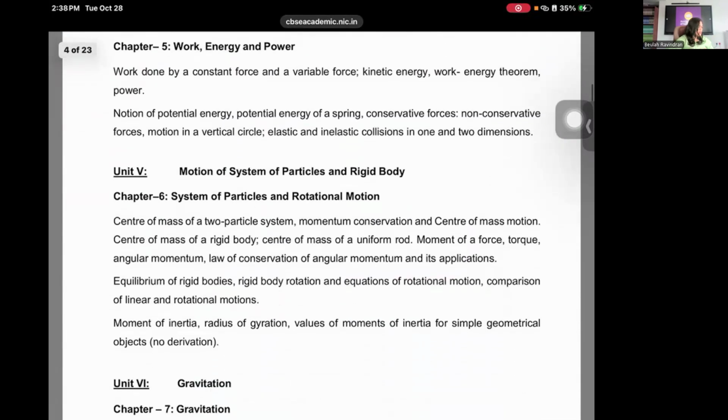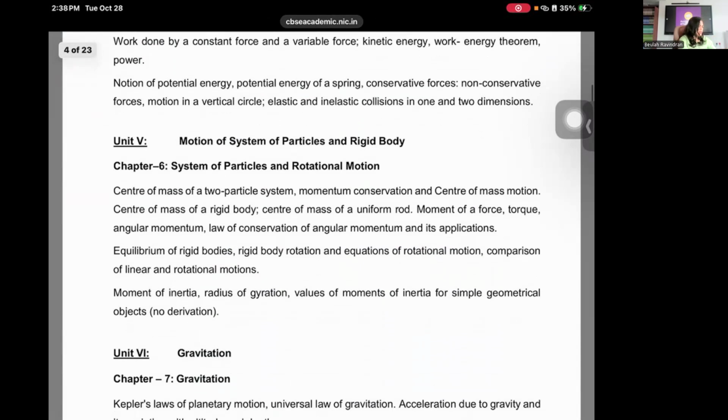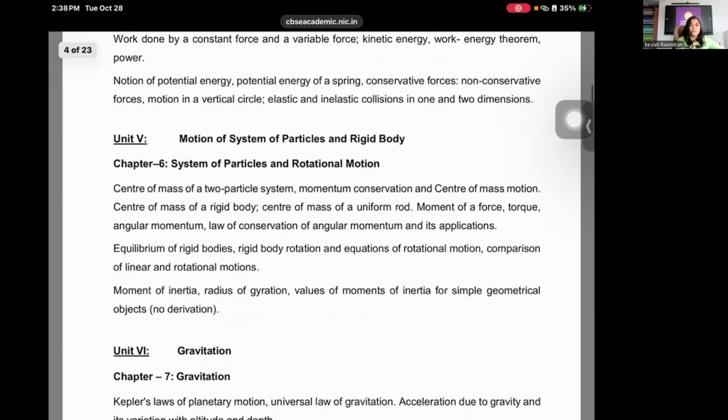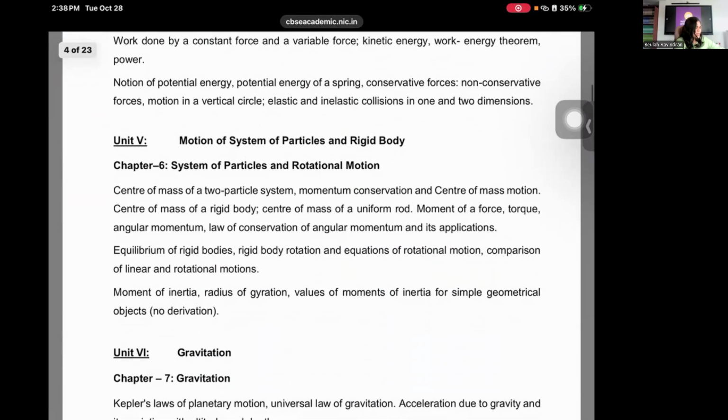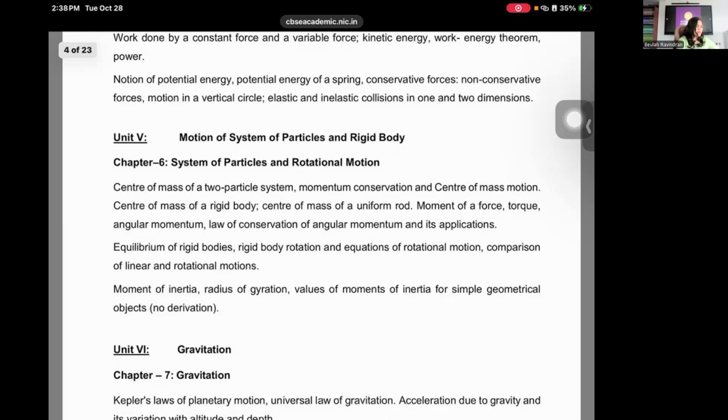So these are all the syllabus for CBSE. Actually, if you want, you can take a screenshot. It includes center of mass of a two-particle system, momentum conservation, center of mass motion, center of mass of a rigid body, center of mass of a uniform rod, moment of a force, torque, angular momentum, law of conservation of angular momentum, and its applications.